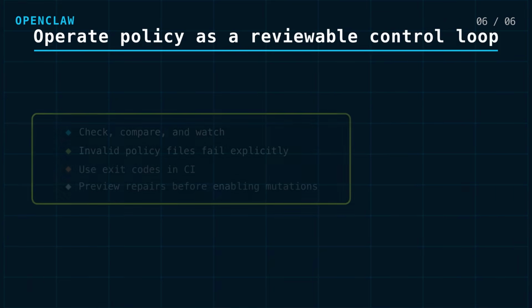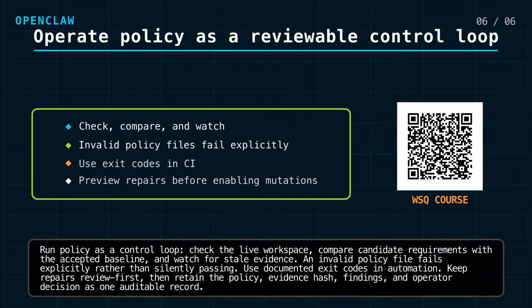Run policy is a control loop. Check the live workspace, compare candidate requirements with the accepted baseline, and watch for stale evidence. An invalid policy file fails explicitly rather than silently passing. Use documented exit codes in automation. Keep repairs review first, then retain the policy, evidence hash, findings, and operator decision as one auditable record.